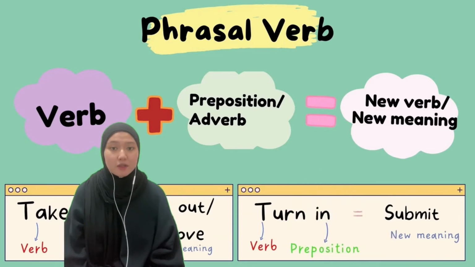Another example of a phrasal verb is turn in. Turn is a verb, while in is a preposition. When these two words are combined, they give out a new meaning, which turn in here means to submit something. So, that is a phrasal verb.